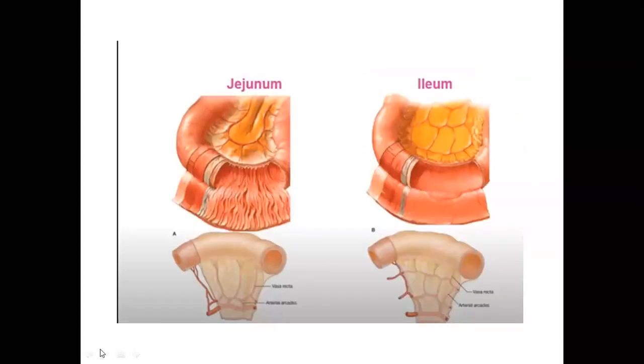Now you can see here the difference between the jejunum and the ileum. You can see that the ileum has a very large surface area, while the jejunum, as compared to the ileum, does not have a large surface area. Now it has the arterial arcades. This also has the arterial arcades, but again very clearly you can see that the surface area of the ileum is more as compared to the jejunum.